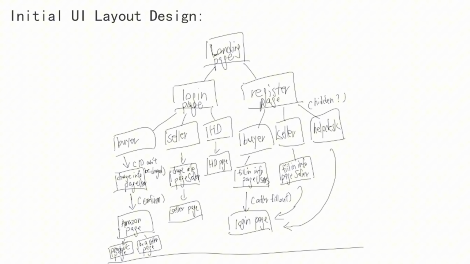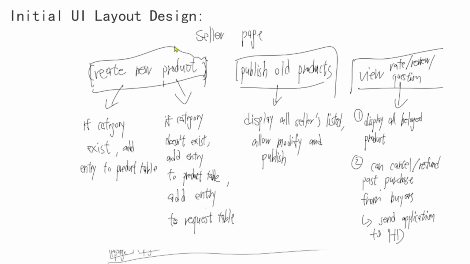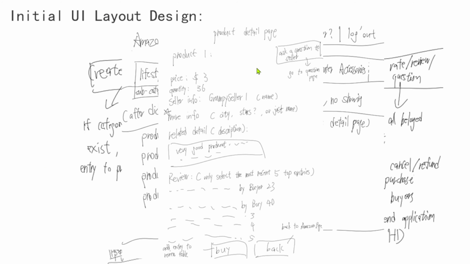We had initial designs for different pages of the project. We have the landing page, right? That was the initial structural design, and we have a simple UI design for the different pages: seller, buyer, product page, detail page, everything.